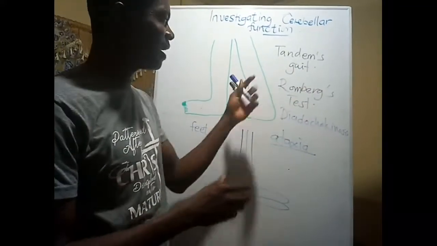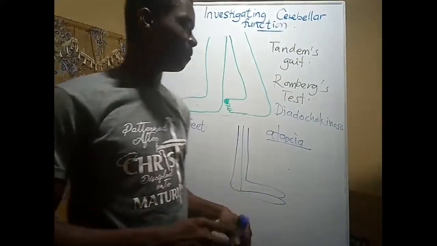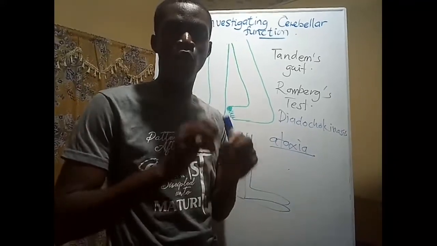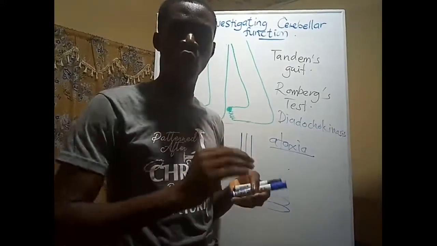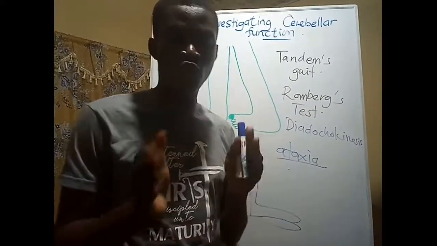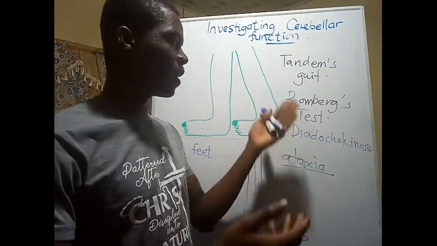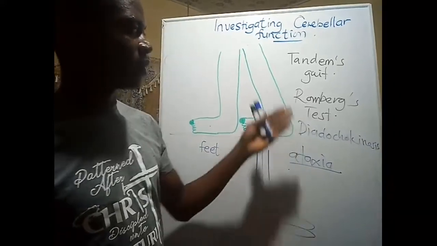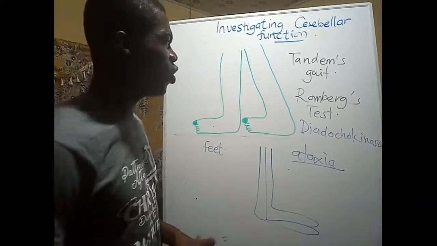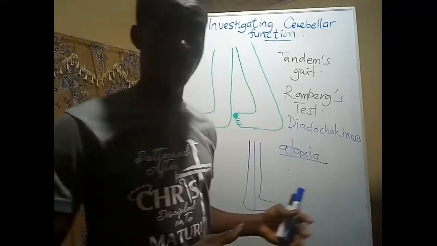So we've looked at tandem gait, Romberg's test, dysdiadochokinesis, and then we've also looked at testing the muscle tone. So in the case of hypotonia, a very low tone of muscle, it is associated with what? Cerebellar dysfunction, and also inability to be stable. So disequilibrium is associated with what? It's associated with cerebellar dysfunction. Is that okay?